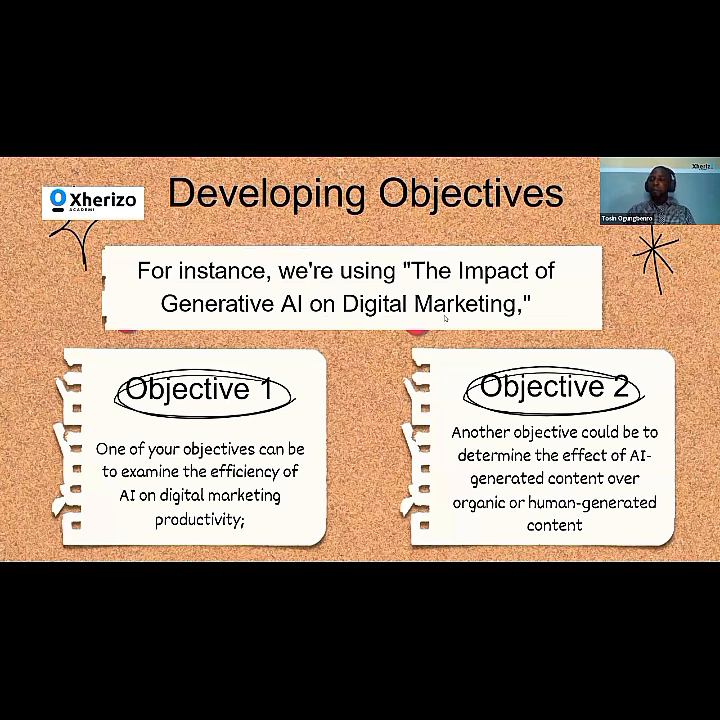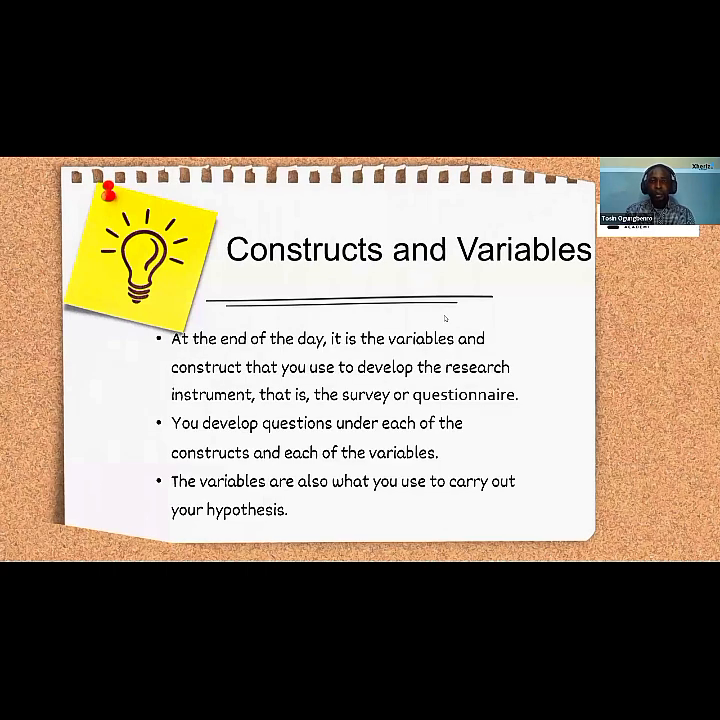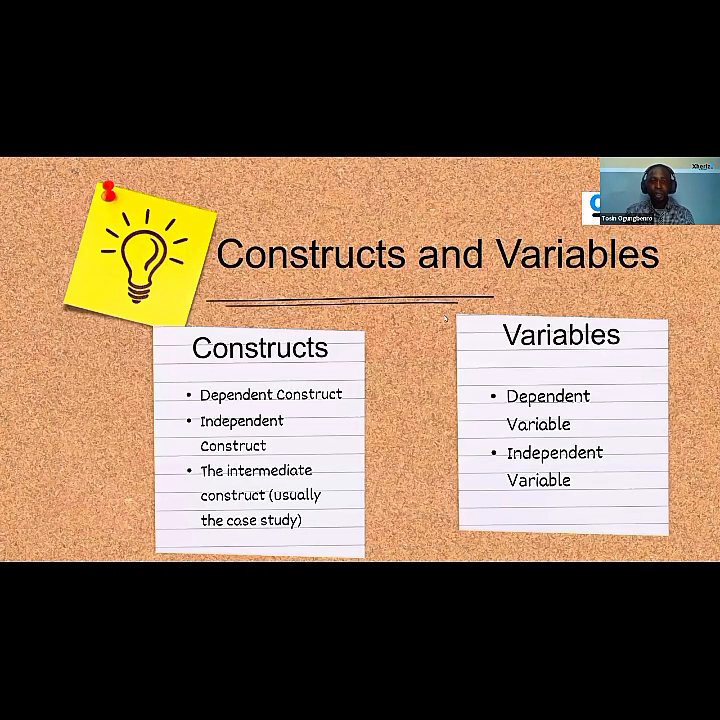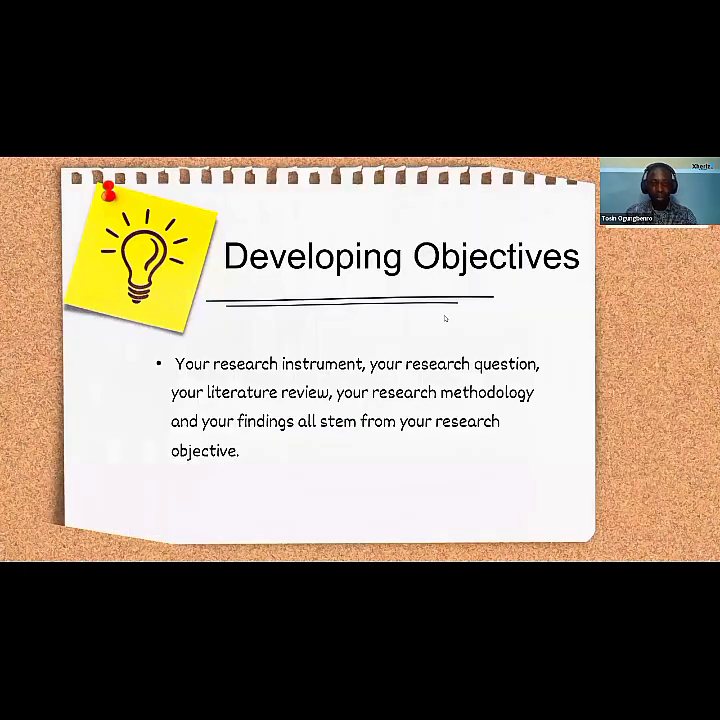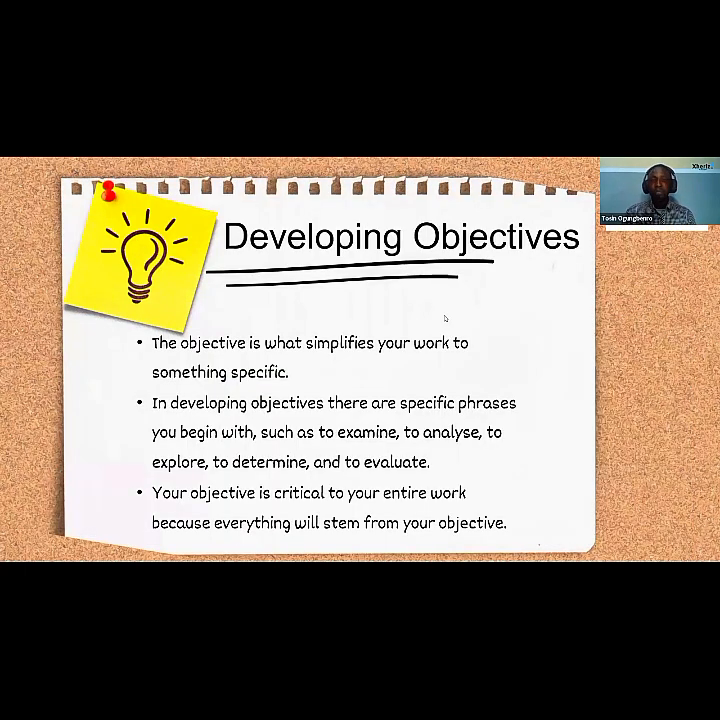But before we leave objectives, there are principles of developing objectives. When you want to develop an objective, the number one principle is to identify your variables. Number two is the way you phrase the objective. You don't phrase it anyhow. You have to phrase it properly.